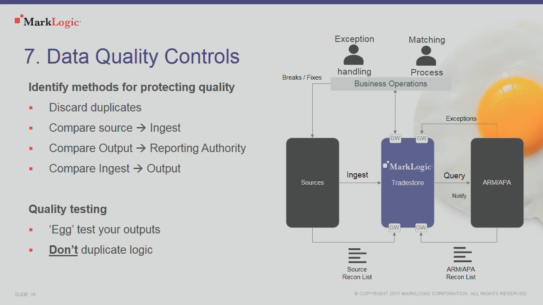And if not, then we raise those out to our business operations folks, and they either re-request the information from the sources, or they perhaps do some matching and process handling in order to identify why the information was in the database but wasn't received, or just simply resend it. And this is a nice, simple process.